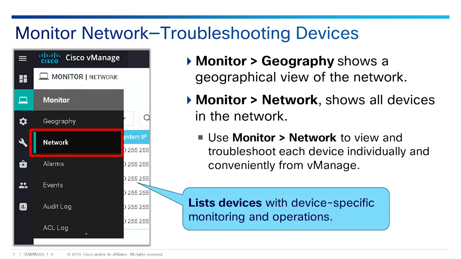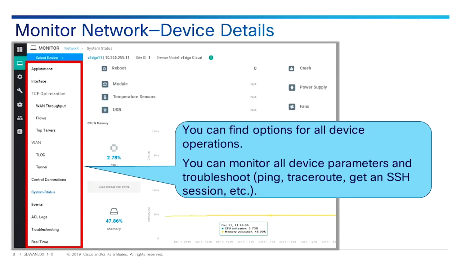So we can also do network troubleshooting. If we go to monitor geography, we'll show a geographic view of the network. Basically, it's a little diagram with where your devices are. And we can view and troubleshoot each device individually and conveniently from here. So from here, we can view a list of all the devices, as well as their hardware and software parameters. So from here, we've got a device.